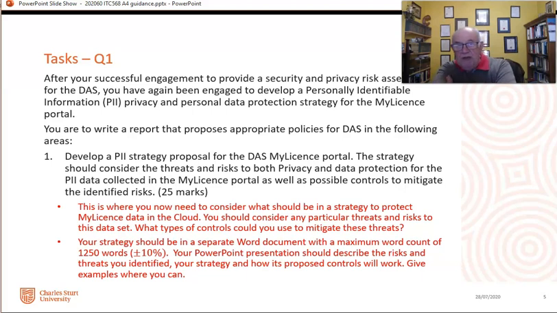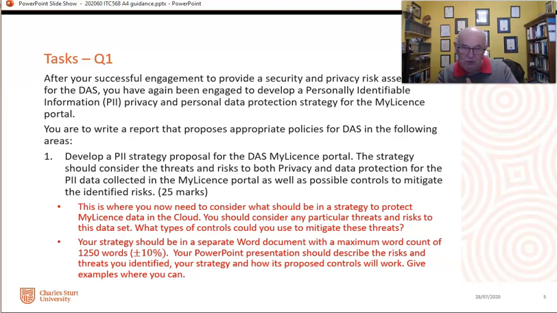So now, what you need to do here, you've got to start to think of what are the particular threats and risks to this particular data set, right? What types of controls would you put in place to mitigate these threats? And so from that, you develop a strategy which says these are the risks, this is where things can go wrong, these are the controls we put in place, this is how it should affect it. So you need to put that strategy in a separate Word document. Now you have a maximum word count of 1,250 words, plus or minus 10% for this document, okay?